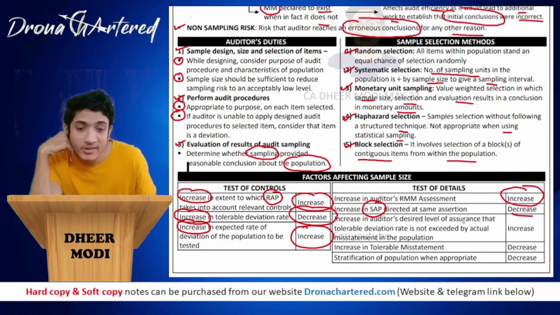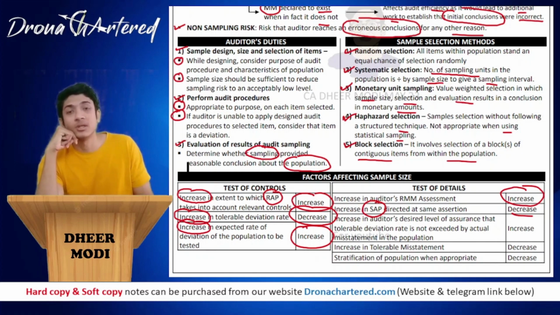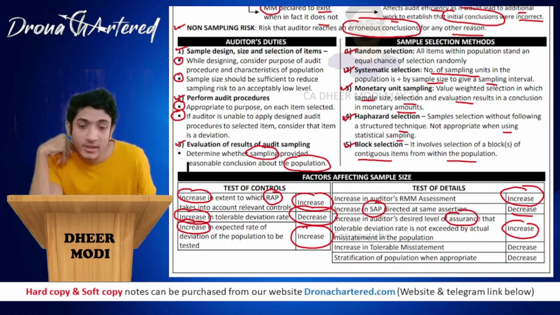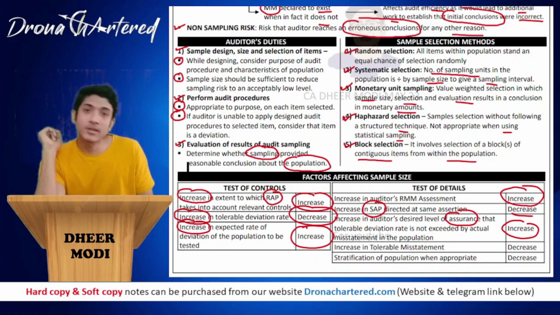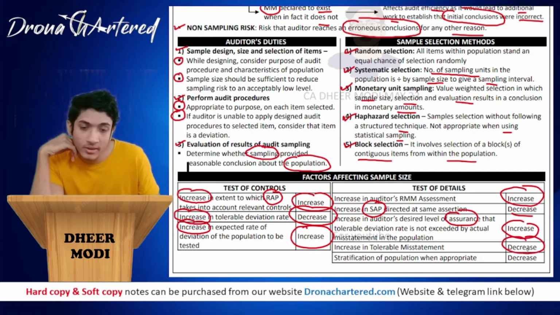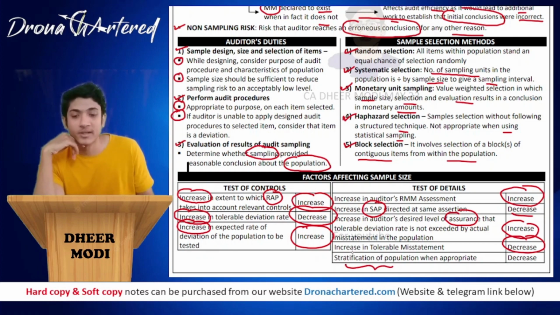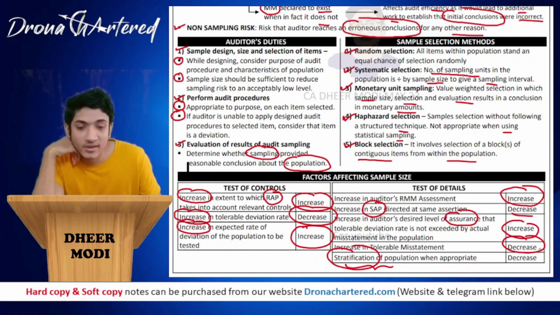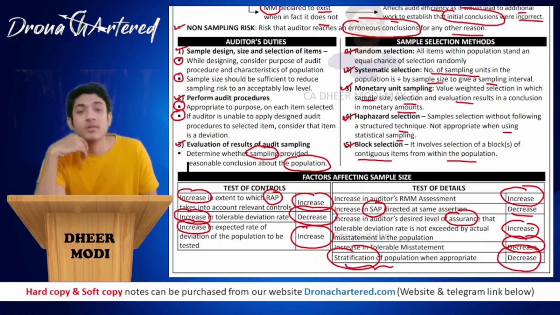Increase in the auditor's desired level of assurance that the tolerable rate of deviation is not exceeded by actual misstatement in the population. In such a case, since you want to increase your desired level of assurance, you will also have to increase your sample size. Then there is increase in tolerable misstatement. If you are okay with an increase in tolerable misstatement, then you can reduce your sample size. And last is stratification of population when appropriate. That is, you have been able to stratify the population, breaking it down into similar characteristics, so you will be able to decrease your sample size.